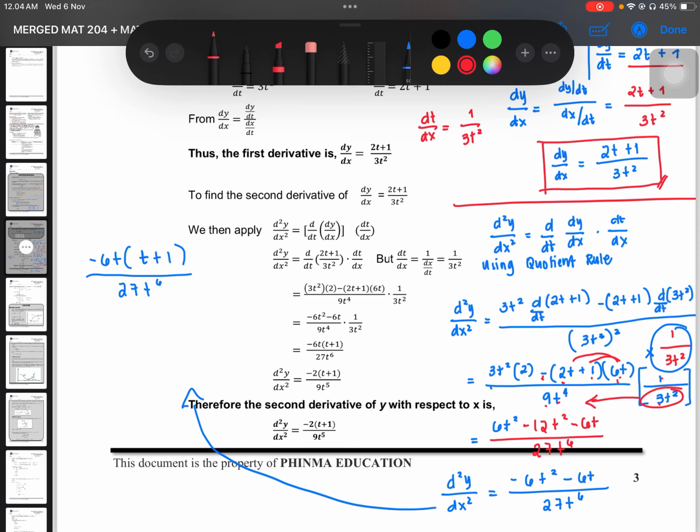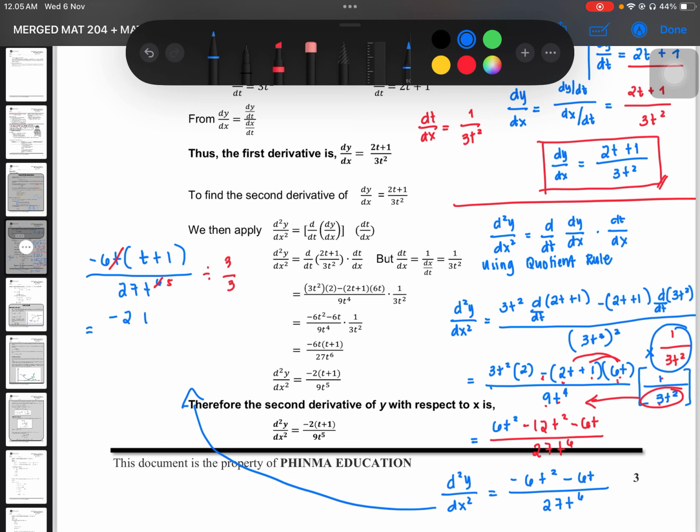Pag sinimplify natin si 6 and 27, we divide this by 3. Tama? We divided by 3. So, ibig sabihin, anong mangyayari sa atin? So, negative 6 divided by 3 is negative 2. And then, this one, may t sa taas na nasa labas, cancel na natin, and then si 6, bawasan natin. Magiging 5 na lang siya.